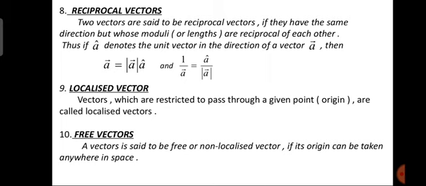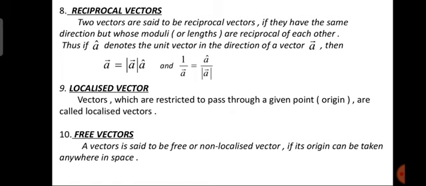And reciprocal vectors. They have the same direction but their moduli are reciprocals of each other. If we find the magnitude, one is the reciprocal of the other. If A cap denotes the unit vector in the direction of vector A, then vector A is equal to modulus of vector A into A cap, that is, A cap is vector A by modulus of A. That is the reciprocal vectors.